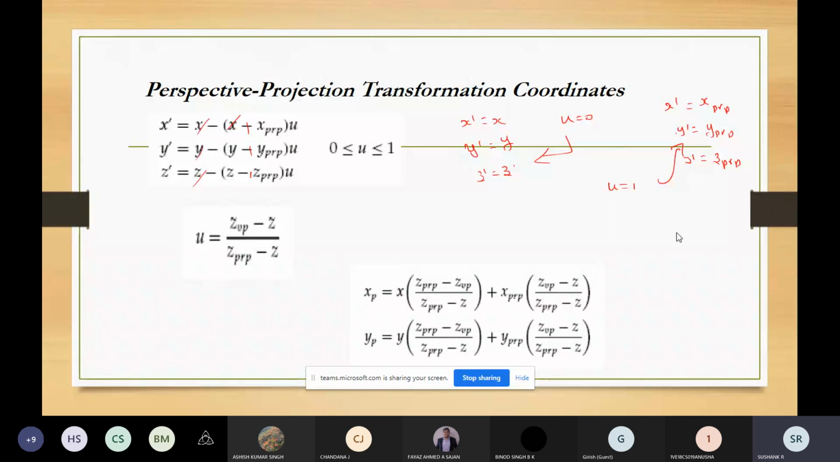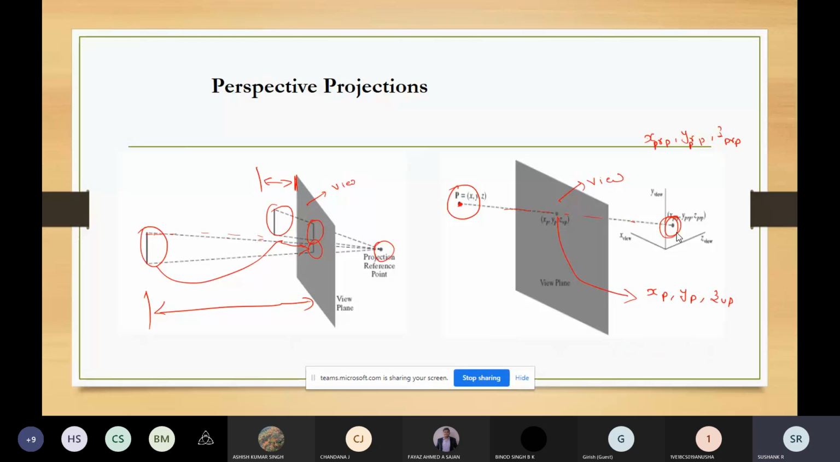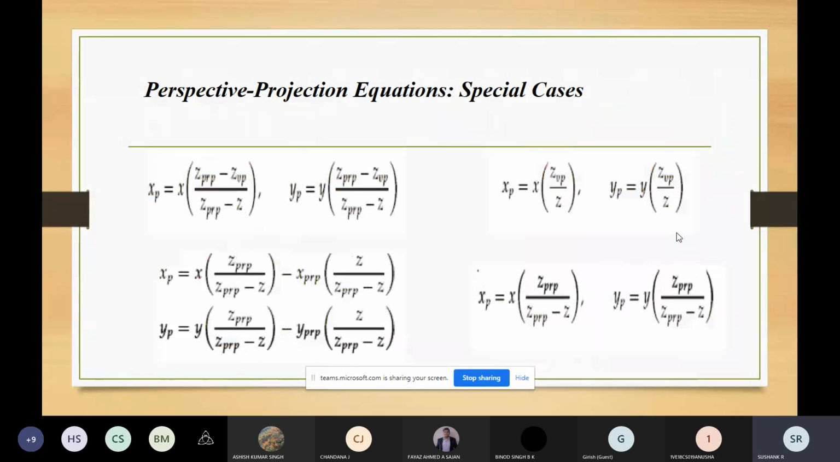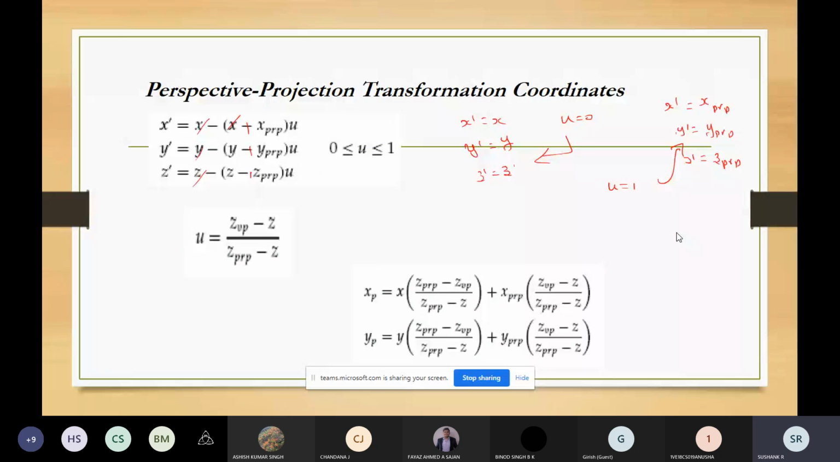So like this you can obtain the parametric equation with respect to u. When u is equal to 0, you are getting the spatial position x comma y comma z, and when u is equal to 1, you are getting the other end of the line. So once u is equal to 0 and once u is equal to 1, we have got the two endpoints of the line. These are the special cases which we will discuss.